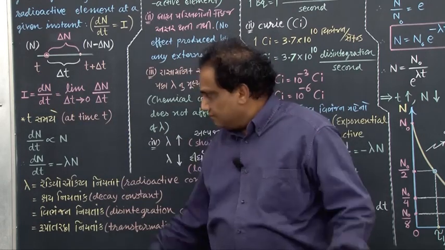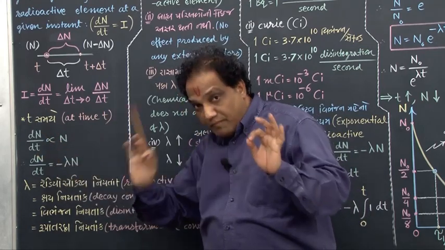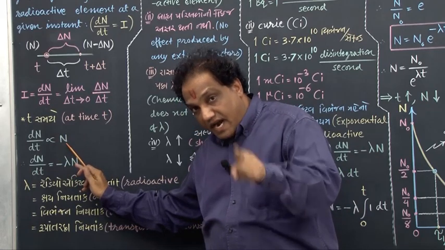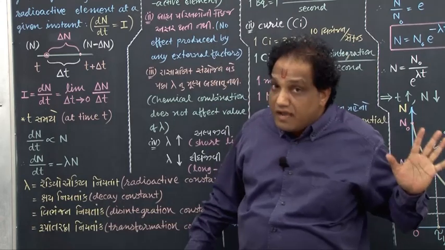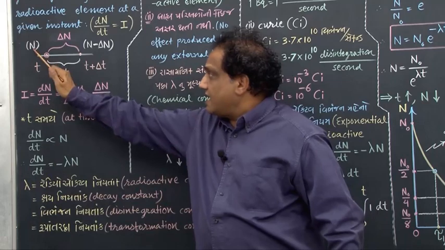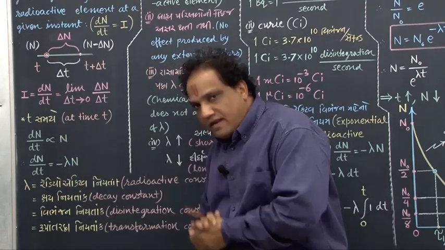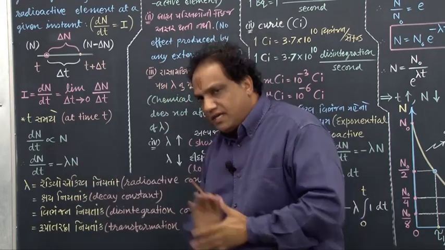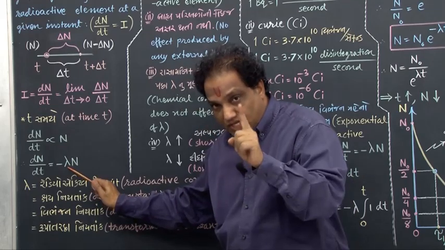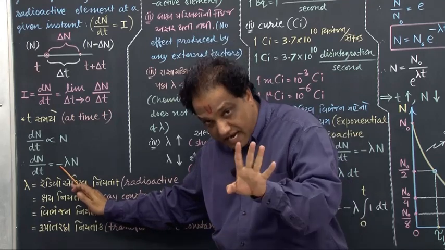Practically, we find that at any given time, the rate of disintegration is simply proportional to the number of undisintegrated atoms at that very time. At time t, what is the number of undisintegrated atoms? It is N. If dN upon dt is proportional to N, you may remove the sign of proportionality and put a proportionality constant, say lambda here. Don't change the symbol. Put lambda only. And without fail, you must put a negative sign here.